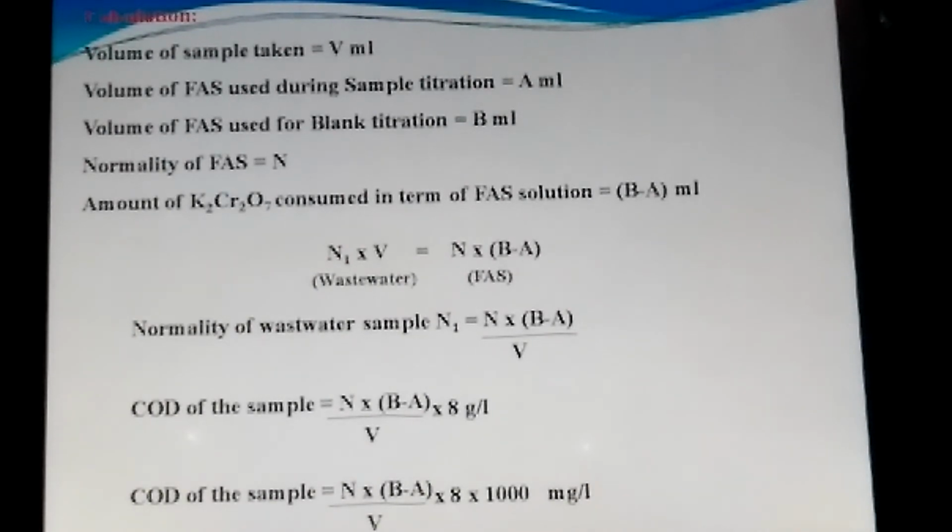So hence COD gives the entire organic matter decomposed, whereas biological oxygen demand gives only the biodegradable organic matter. So hence COD values are always greater than the BOD values here. And you need to solve numericals based on this COD, BOD and dissolved oxygen content.